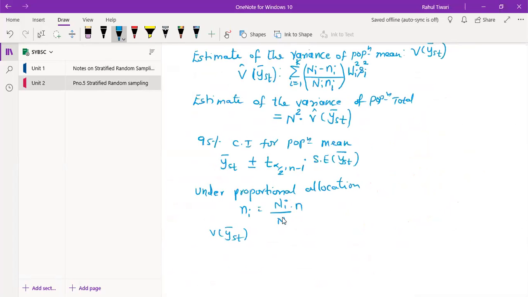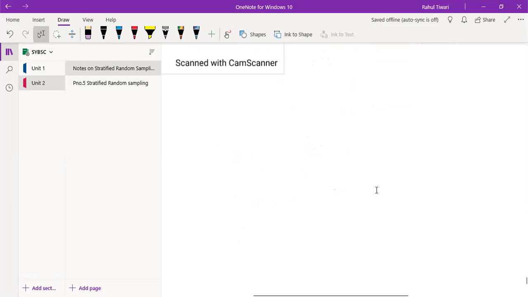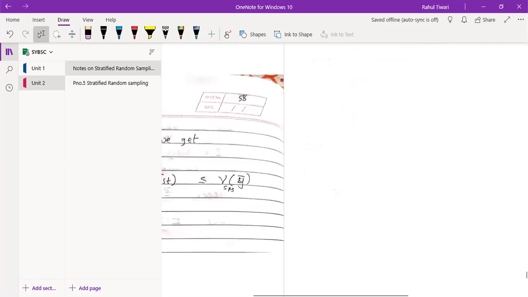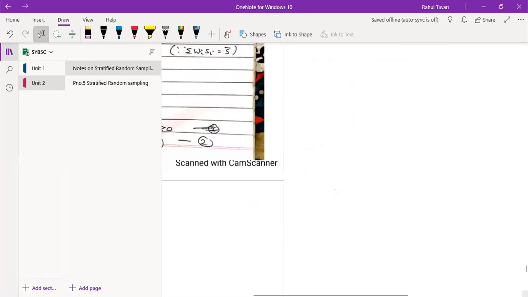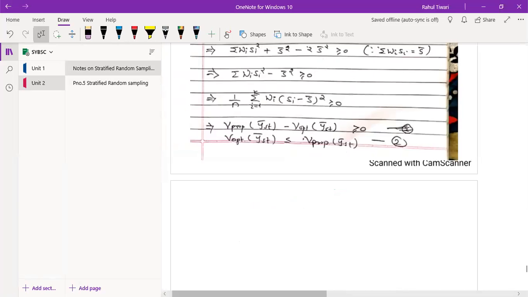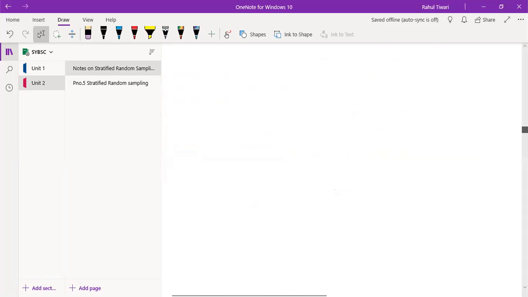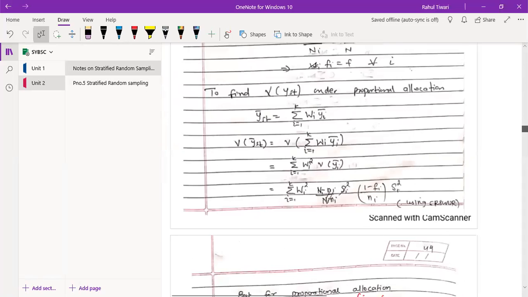Variance of y bar st is nothing but 1 minus f upon n into summation Wi Si square, where i is running from 1 to k. Is this formula correct? Just check it. Yes sir. Very well. So this is over.